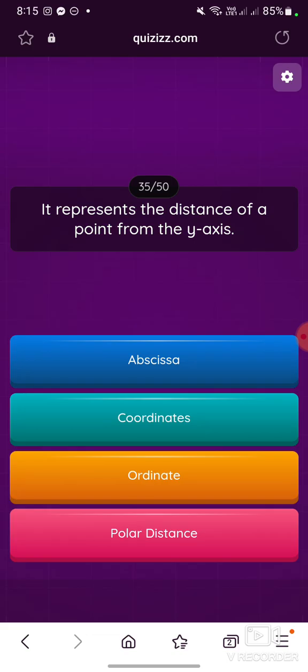It represents the distance of a point from the y-axis.